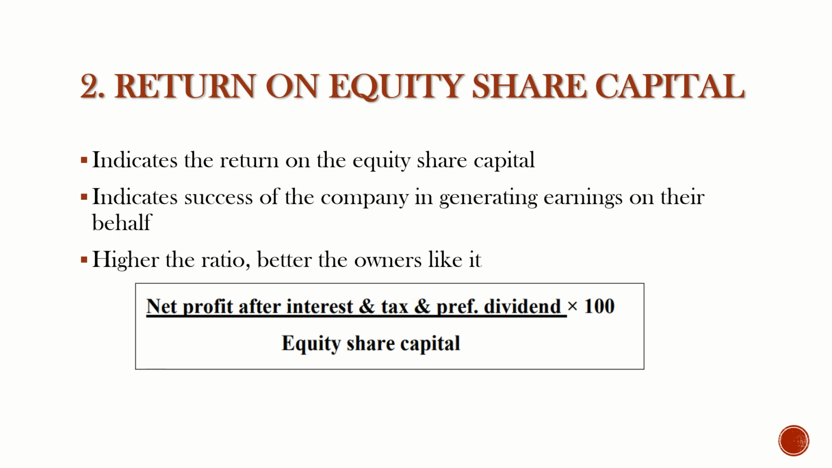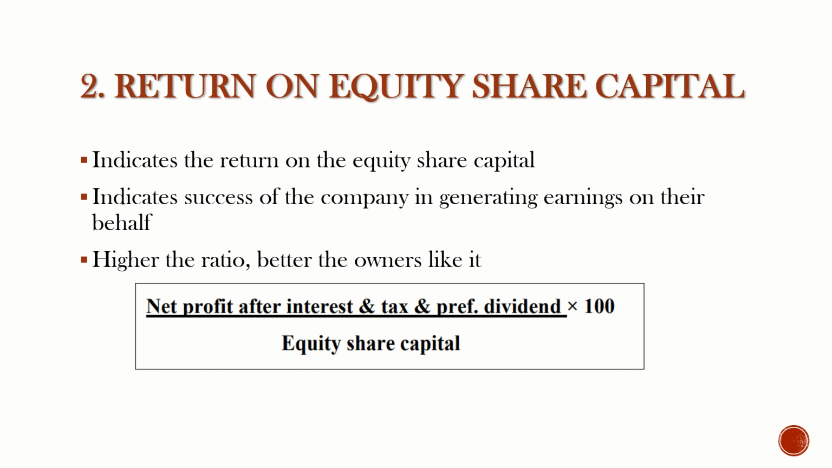Second one, we have the return on equity share capital. So the first one shows the return on shareholders fund, but the second ratio shows the return on equity share capital only. It indicates the return on the equity share capital. That means we know that all the owners are more interested in this ratio because it indicates the success of the company in generating the earnings on their behalf. So the return on equity share capital ratio is better when it is higher in nature. So the higher the ratio, the better it will be.